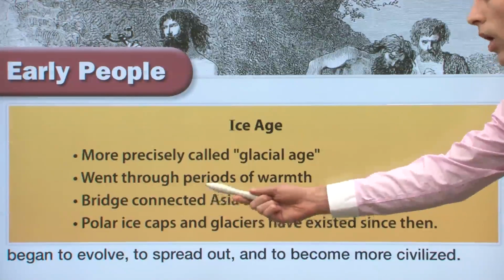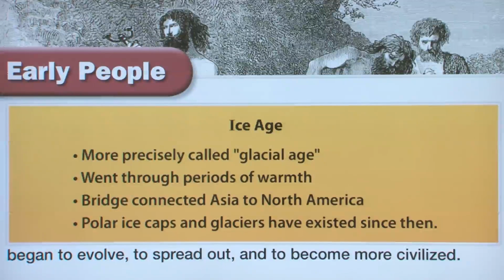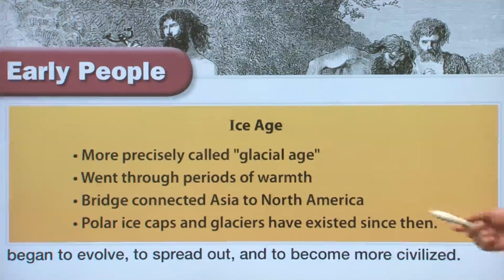And there was also a bridge that connected Asia to North America. That is how people moved over from Asia to North America. And the polar ice caps and glaciers that we have today have mostly existed since the Ice Age and are only now slowly going away from global warming.